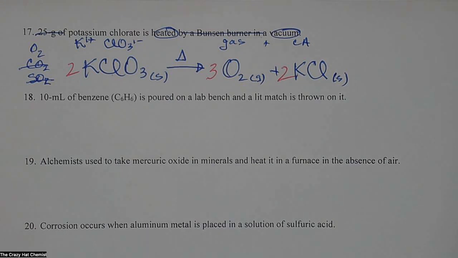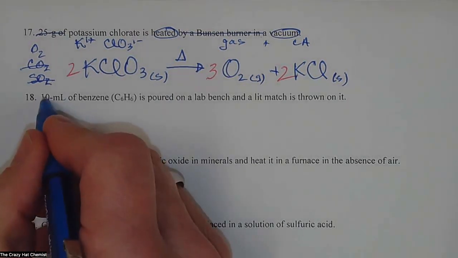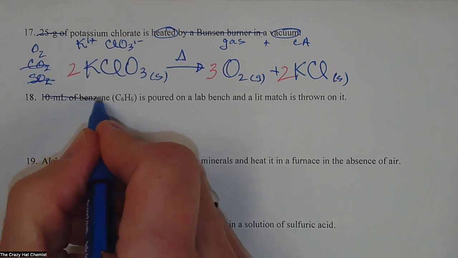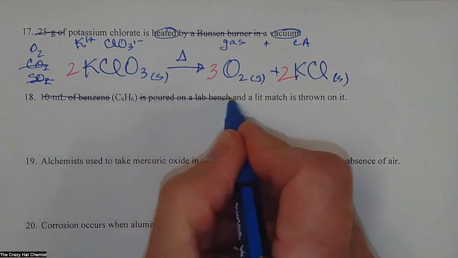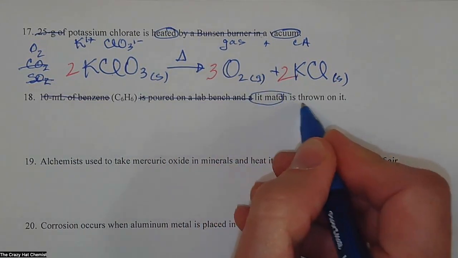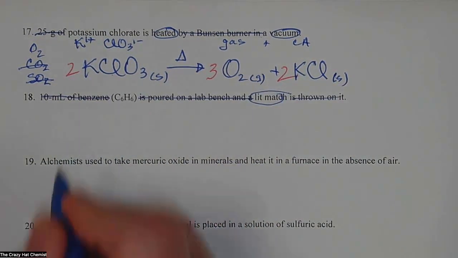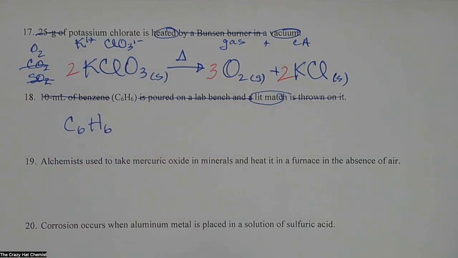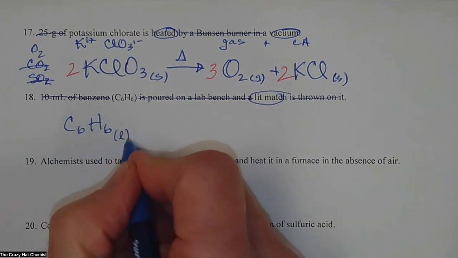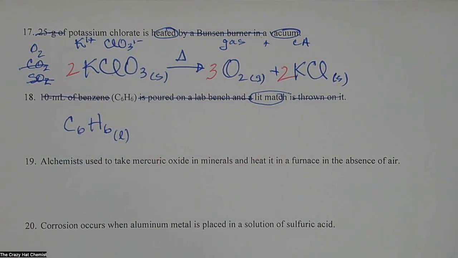All right, now we're going to go for number 18. It says 10 mils of benzene. I really don't know what benzene is, but I do have that formula, so that's a benefit. It's poured on the lab bench and lit with a match that's thrown on it. So C6H6, okay, is poured. That means this is a liquid, okay, benzene. And it's lit with a match.